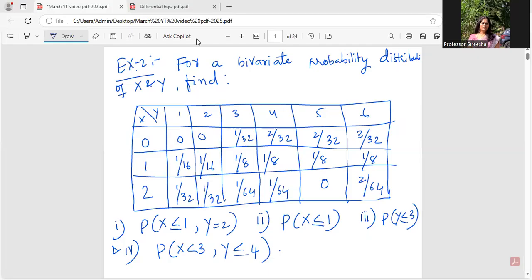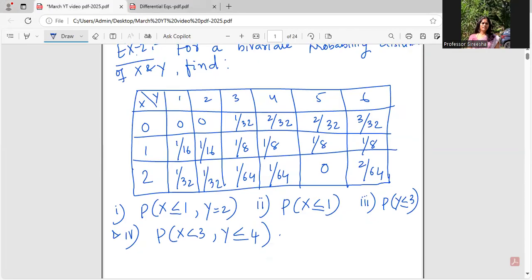Okay, coming to the second example on bivariate probability distribution. Bivariate has two variables. So when you have two variables and the probability distribution has been given, we call it the bivariate probability distribution of x and y. It's been given in the table. This is a favorite question again for the examiner, and it's a short question.